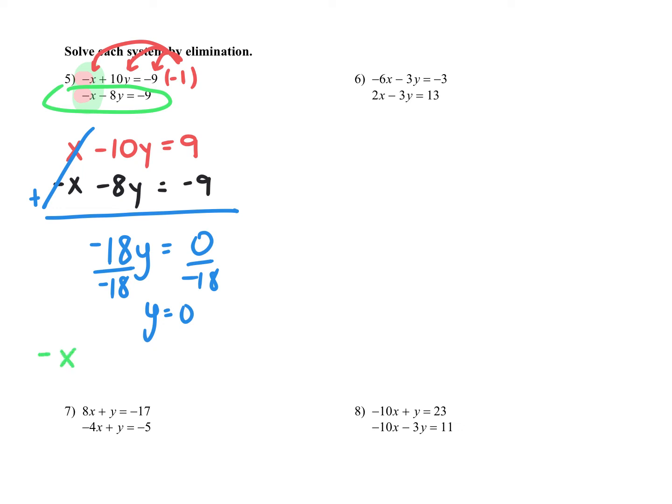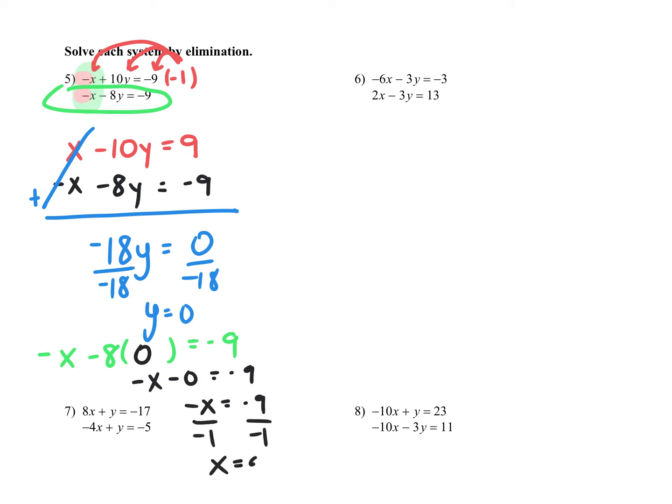So I will have -x minus 8y equals -9. And instead of y, I'm going to put 0 because that's what I found y equaled. So then I have -x, -8 times 0 is going to be 0. So -x equals -9, divide by -1, x equals 9. So I will write my final answer as 9, 0.